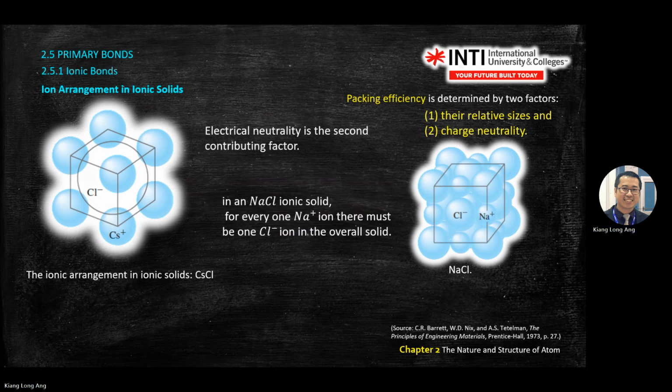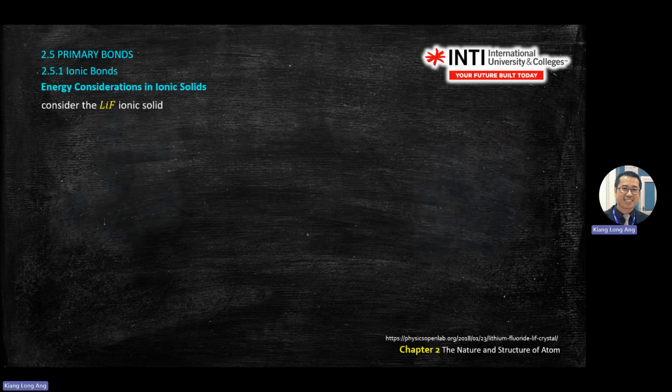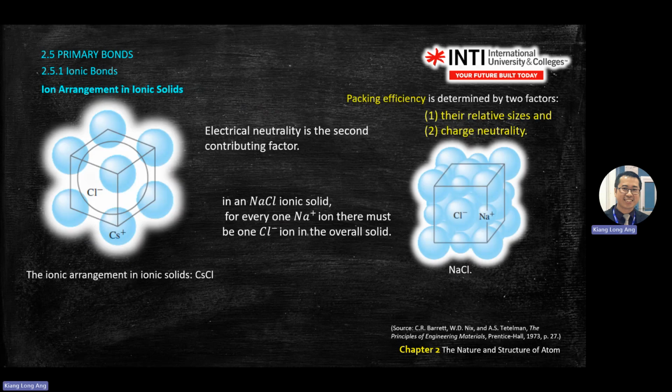Okay. Neutrality, the second one, charge neutrality, is by electrical neutrality. Okay, so NaCl, for one Na there must be one Cl ion in the overall solid to form NaCl. But again, this one I won't ask in your assessment, just for your information.